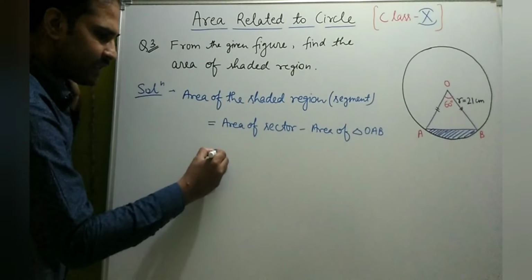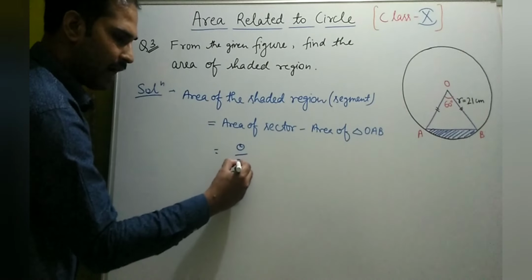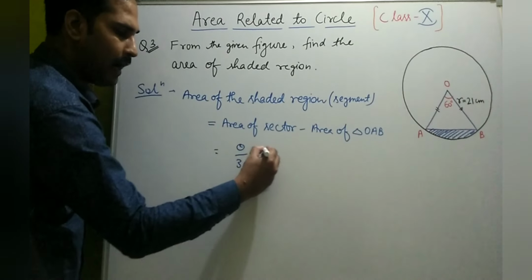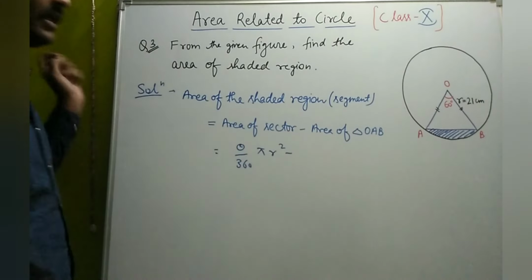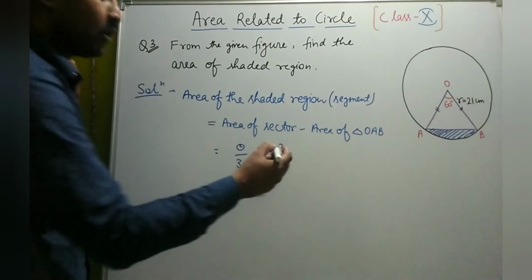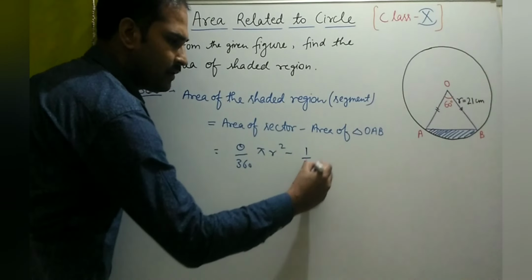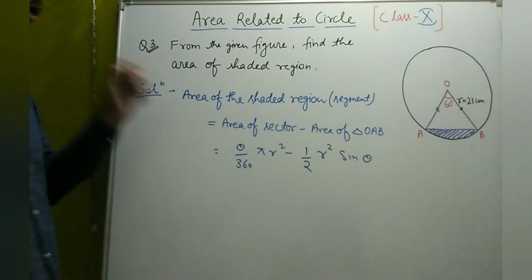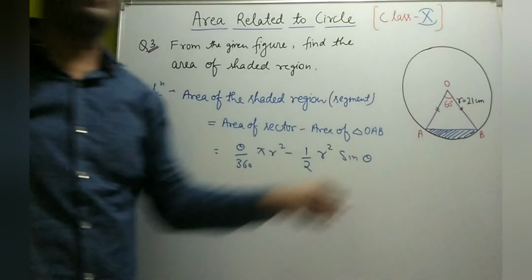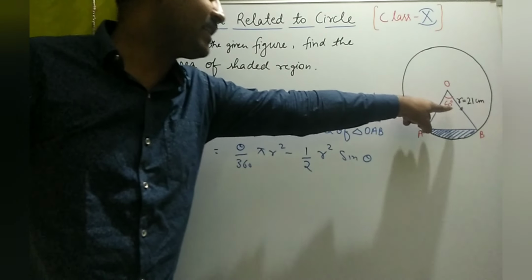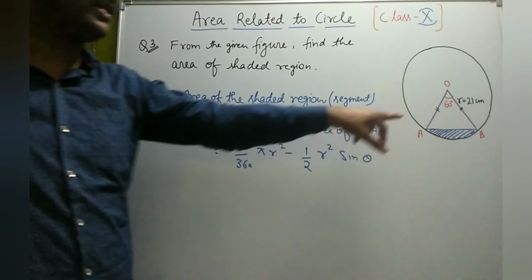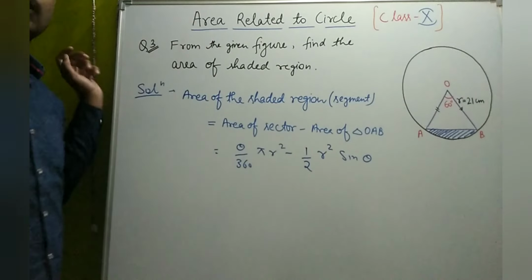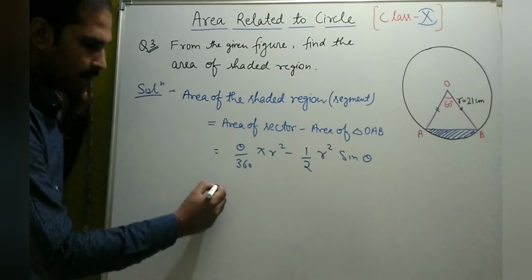So the area of the sector is theta by 360 pi r square, minus the area of the triangle, which, using trigonometric ratio, is half r square sin theta. We can also find the area of the triangle by noting that the central angle is 60 degrees, so this is also an equilateral triangle. So you can also use root 3 by 4 side square.